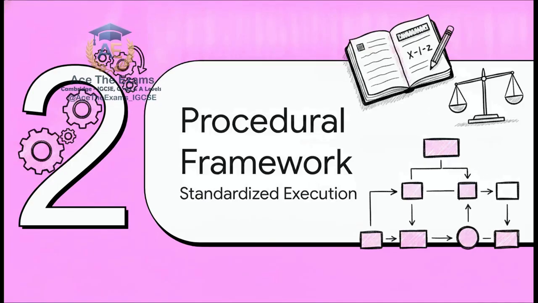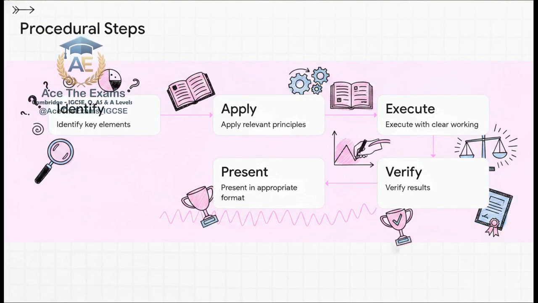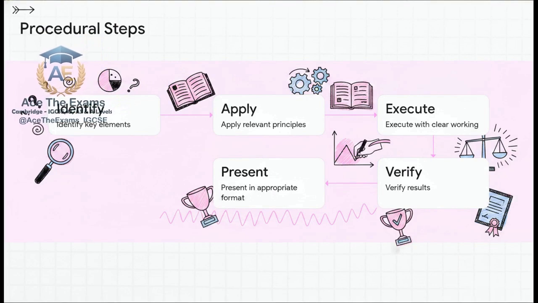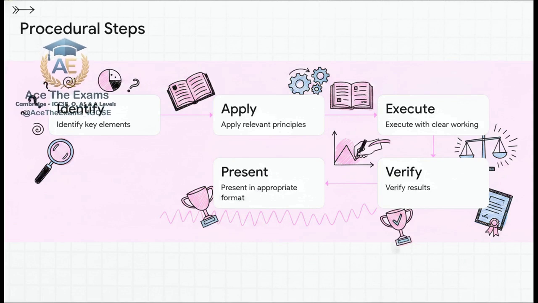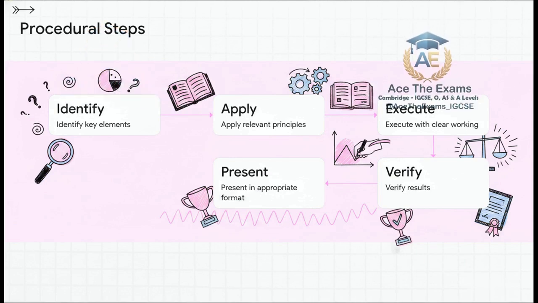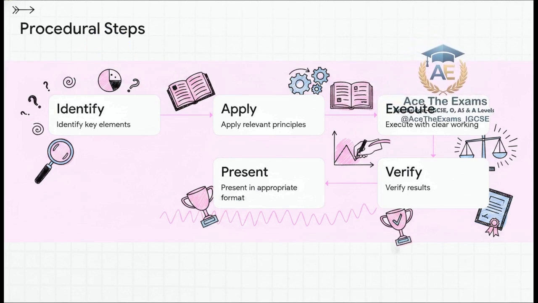Moving right along, we reach Section 2, the procedural framework. Because honestly, having all that brilliant theory locked in your head is completely useless if you don't have a systematic, reliable way to get it onto the paper under extreme exam pressure. Whenever you tackle a forces in equilibrium question, you absolutely must follow this standardized 5-step sequence. You start by identifying the key elements and deconstructing the question, then you apply the relevant principles, execute your analysis with totally clear working, verify your results, and finally, present it in the appropriate format. Skipping even one of these steps, that's exactly where candidates start to derail their own logical flow.